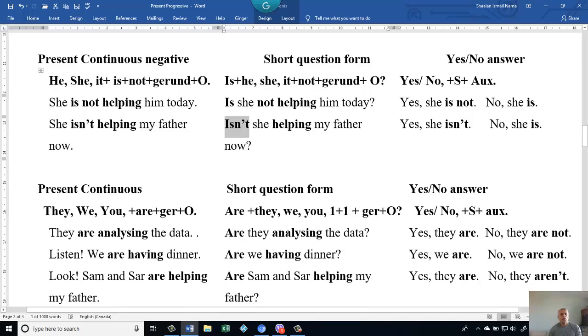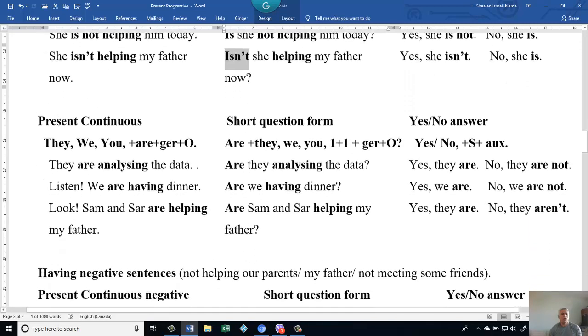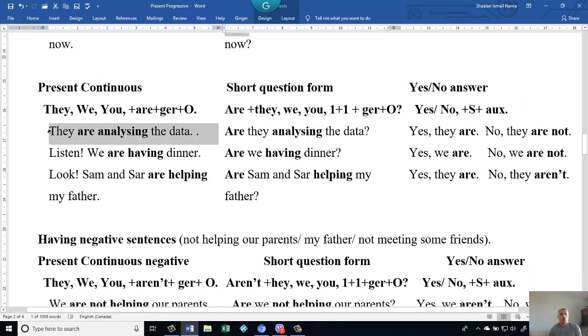Okay, let's continue. Present progressive, we go to the plural. When we have a sentence like this, they are analyzing the data, then easy, now we know how to do it. Place the verb to be, or be verb, in front of the subject, then just copy the rest of the sentence. Are they analyzing the data? Yes, they are, or no, they are not. If we have, listen, we are having dinner, then we say, are we having dinner? Yes, we are. No, we are not.